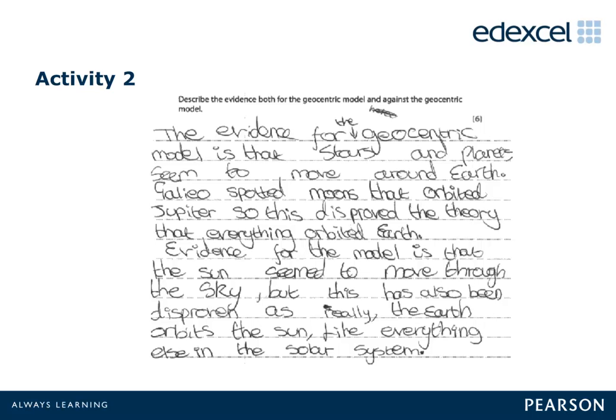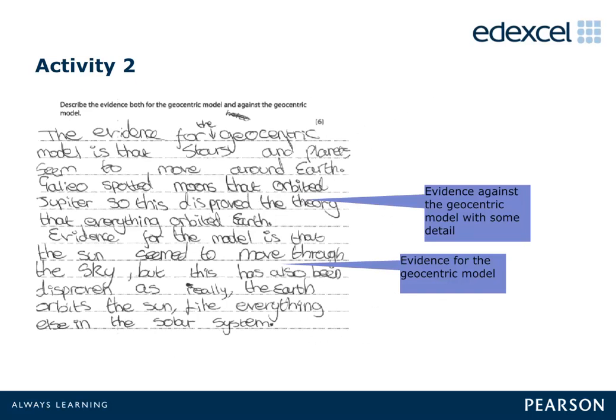Activity 2 is based on the same extended writing question. Using the mark scheme, decide on what mark you think this should be awarded and why. At this point, you may wish to pause the video to carry out the activity. This candidate has presented evidence for and against the model, with the detail being in the evidence against.